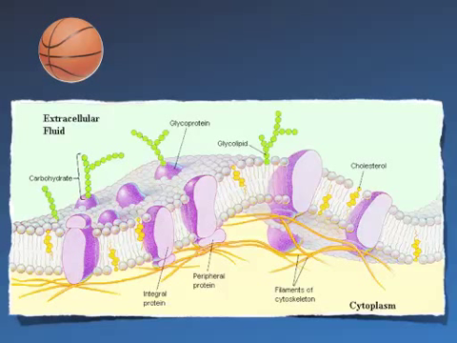Some things can go through the little balls, like through the phospholipid bilayer. Other things have to go through the protein. And some things are too big to go through either.